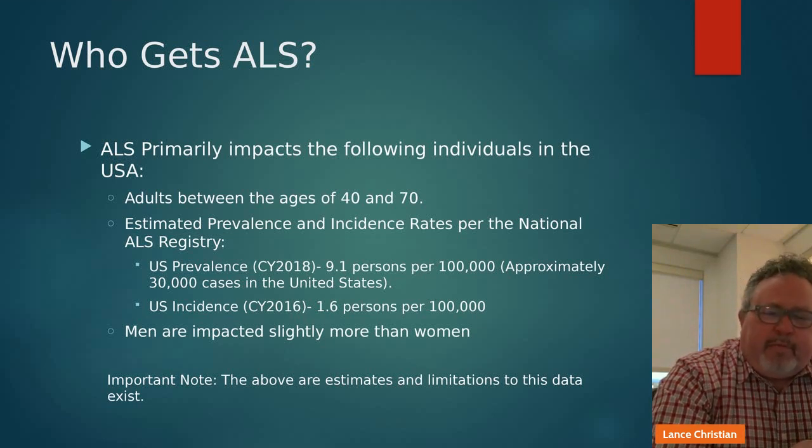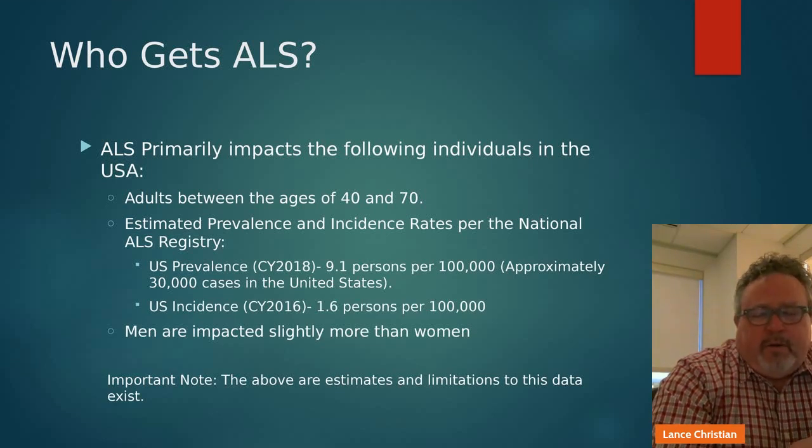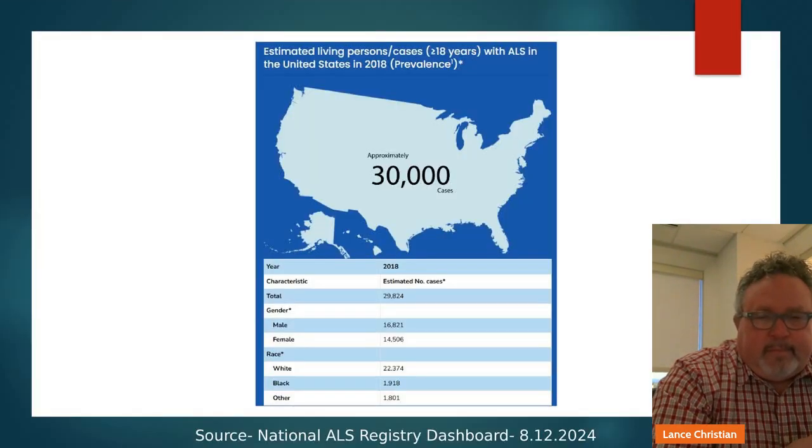In terms of demographics, slightly more men are considered to get ALS than women, but it can occur across all races, ethnicities, and cultural backgrounds. So these are just some characteristics.